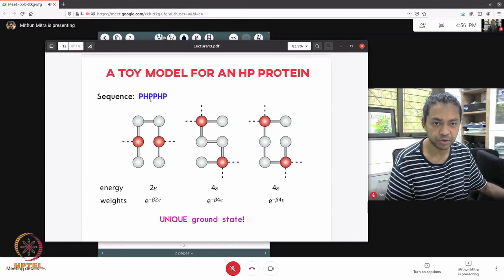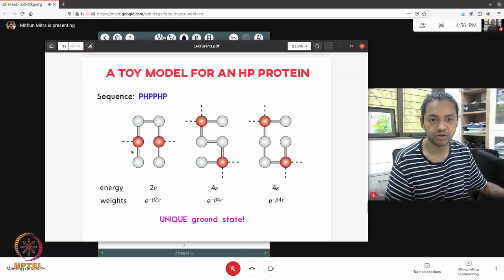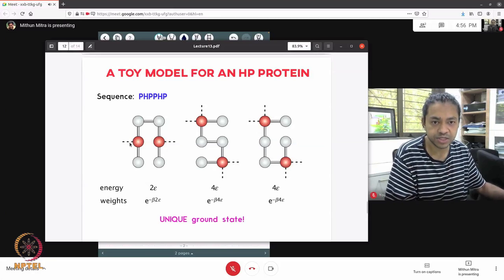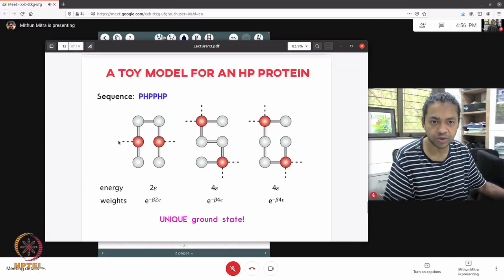So I put the sequence P H P P H P. Remember that my orange residues are hydrophobic. So in this structure, you can see how many bonds these hydrophobic residues make with water or polar residues. This one makes one bond with water here. This one makes another bond with water over there, which means you pay an energy cost of 2 epsilon.